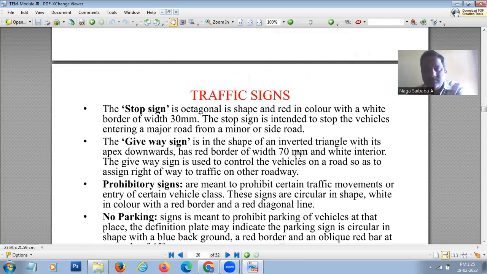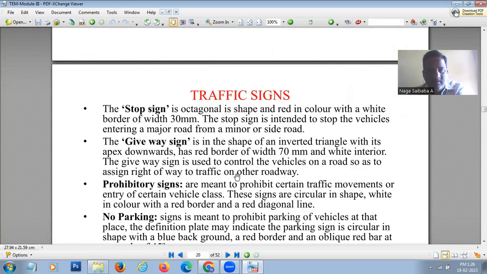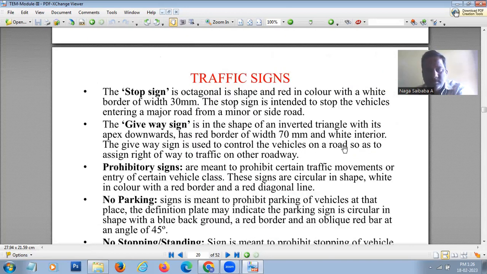Next one, the give way sign. It is in the shape of an inverted triangle with apex downwards. It has a red border of 70 mm width and a white interior. The give way sign is used to control the vehicles on the road so as to assign the right of way to traffic on the other roadway. So this sign is indicated to give way to the vehicles.